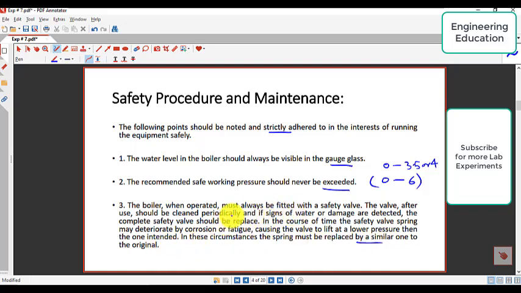With the passage of time, some fatigue occurs in the spring due to excessive use, so it must be replaced after some time to work properly.